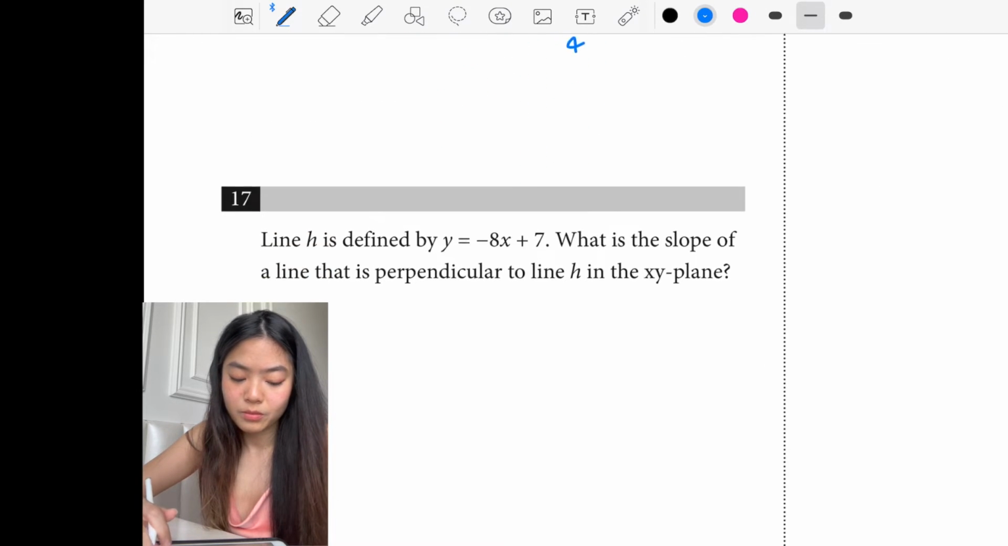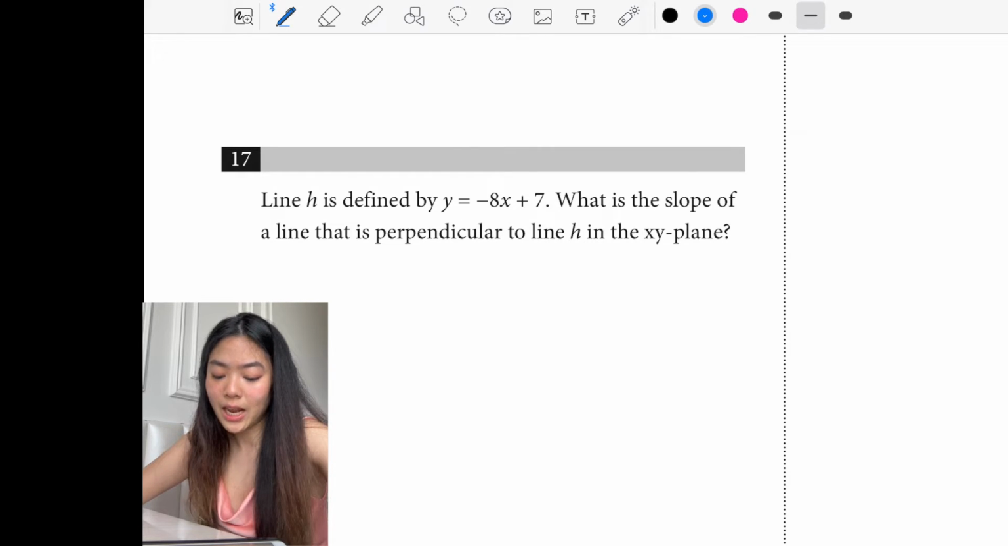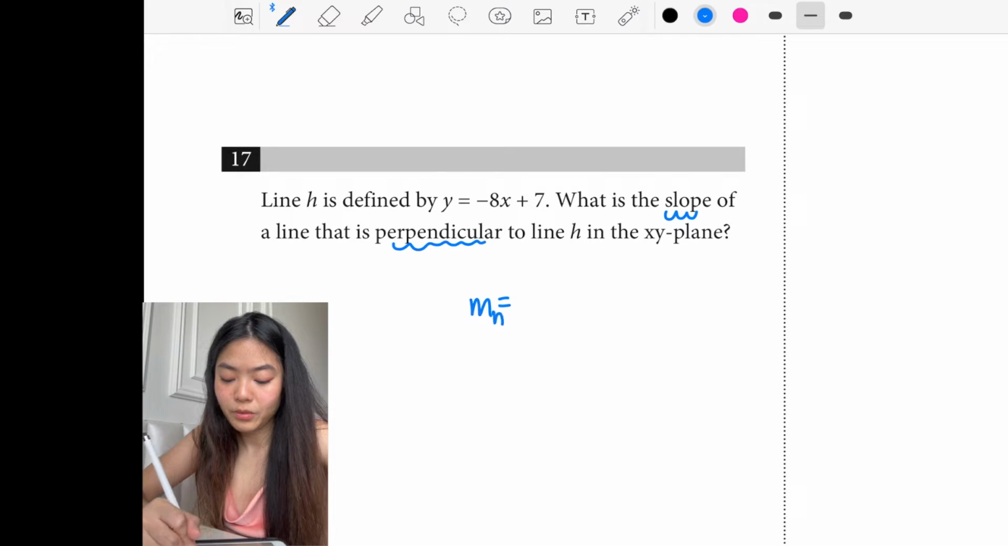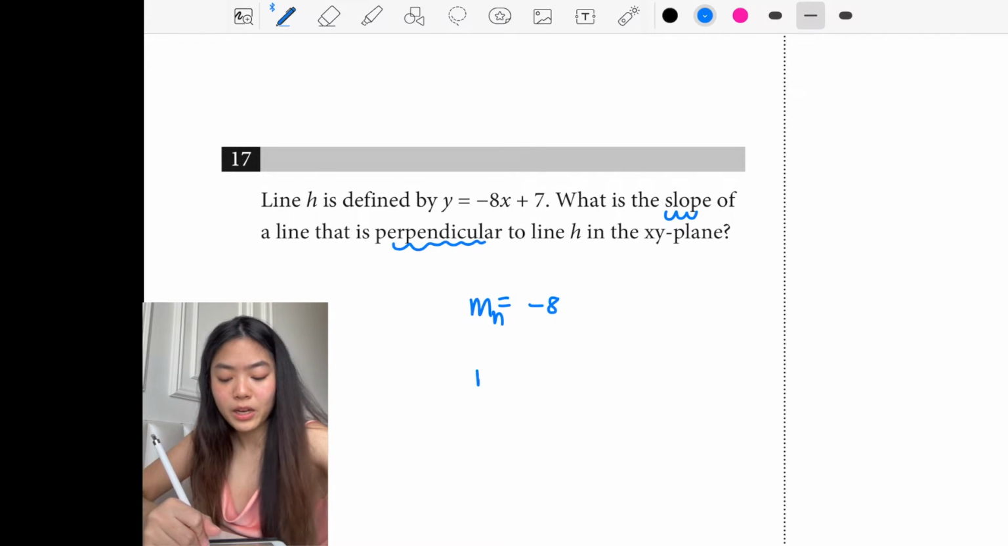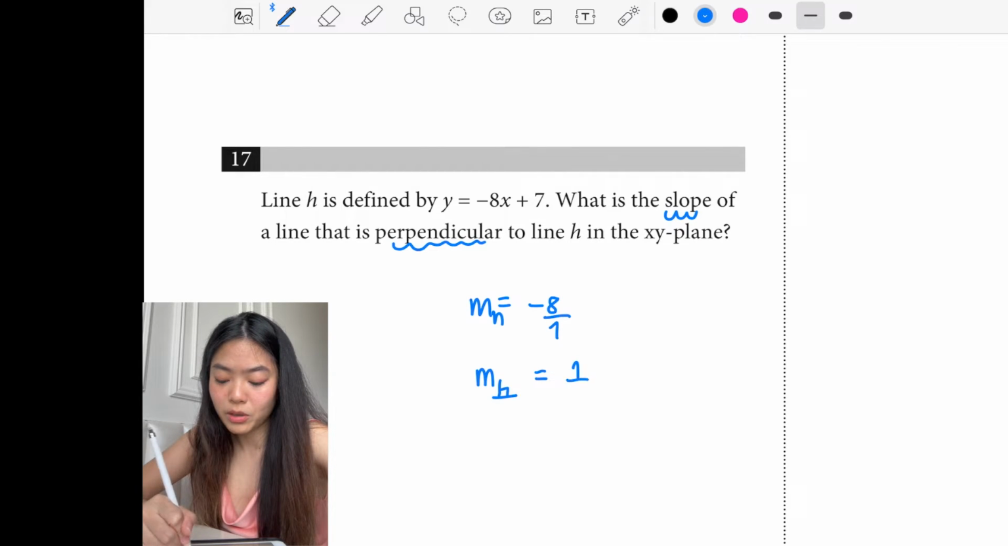Okay. 17. Line h is defined by y equals minus 8x plus 7. What is the slope of the perpendicular? Okay, so as we know, the slope of h is negative 8, then the perpendicular one should be the one which is the negative reciprocal. So this one is negative 8 over 1, so it's going to be 1 over 8.